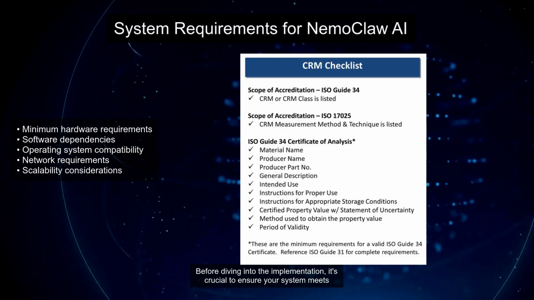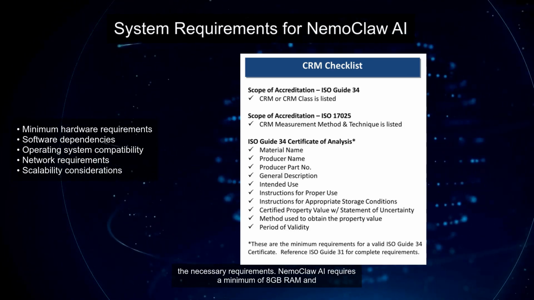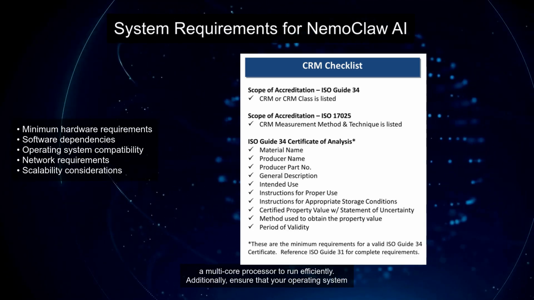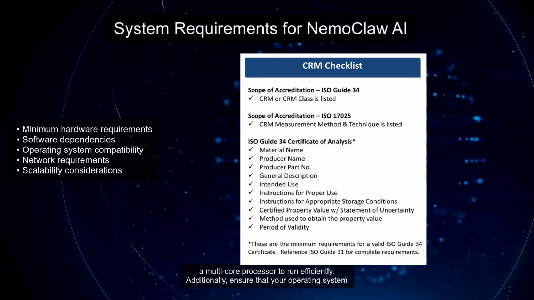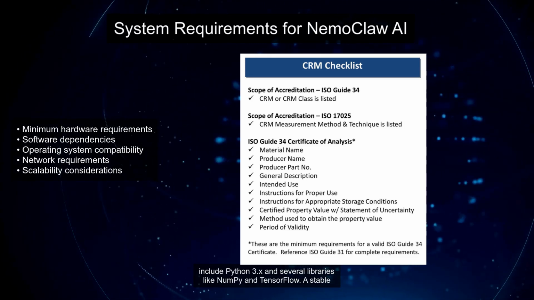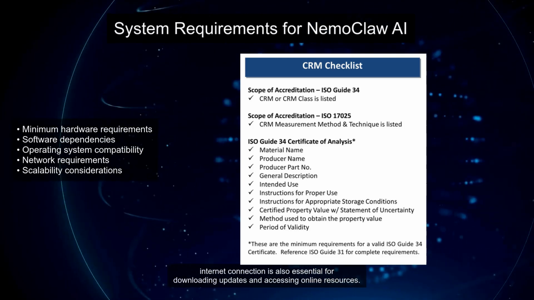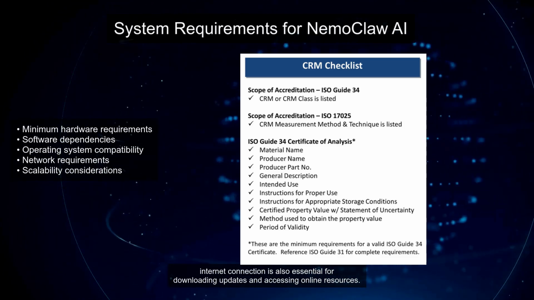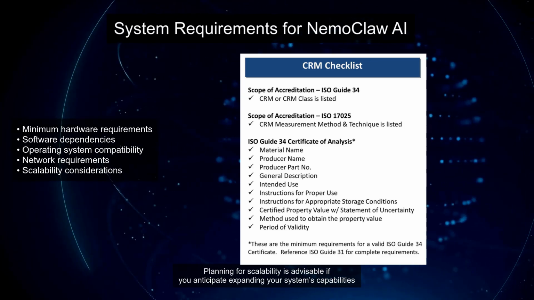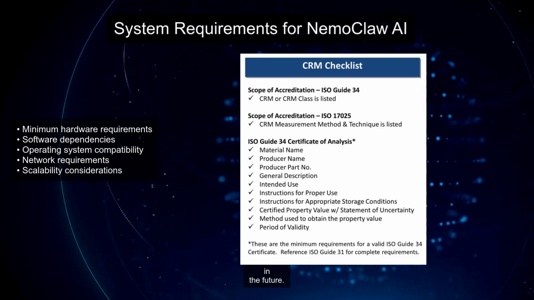Before diving into the implementation, it's crucial to ensure your system meets the necessary requirements. NemoClaw AI requires a minimum of 8 GB RAM and a multi-core processor to run efficiently. Additionally, ensure that your operating system is compatible. It supports Windows, Mac OS, and most Linux distributions. Software dependencies include Python 3.x and several libraries like NumPy and TensorFlow. A stable internet connection is also essential for downloading updates and accessing online resources. Planning for scalability is advisable if you anticipate expanding your system's capabilities in the future.